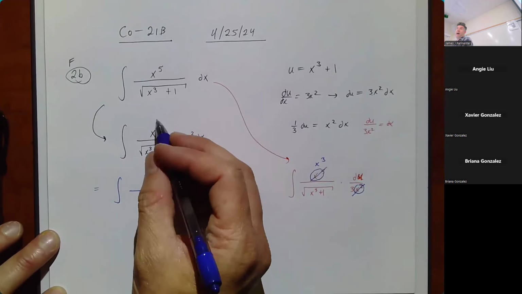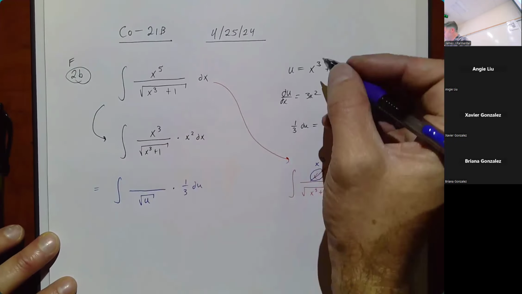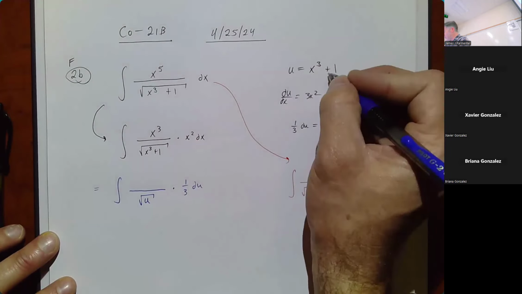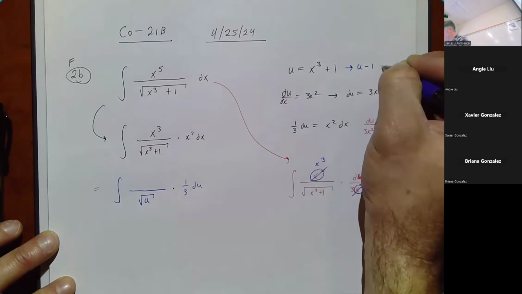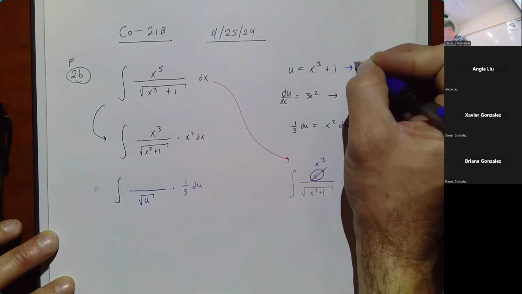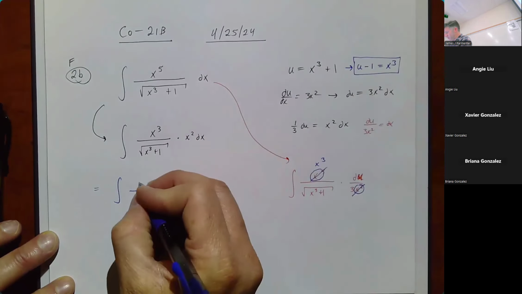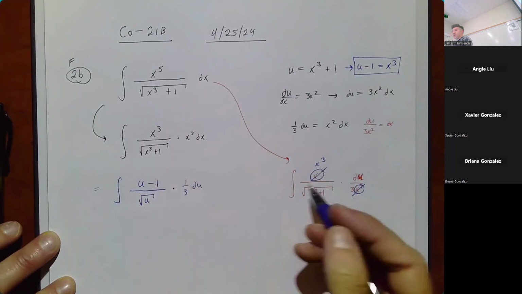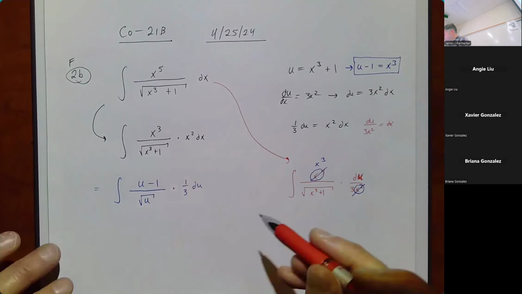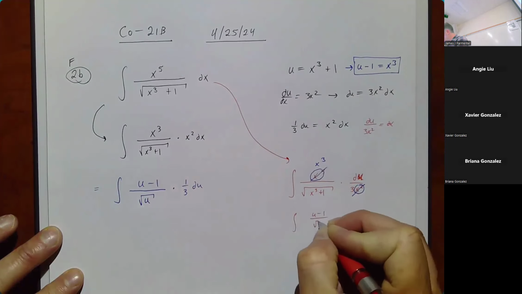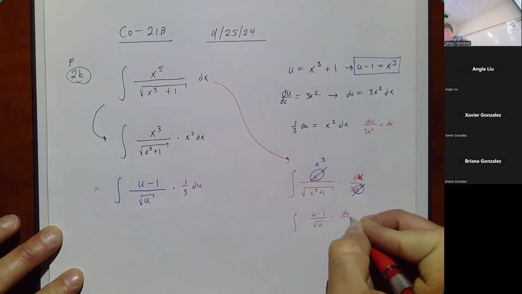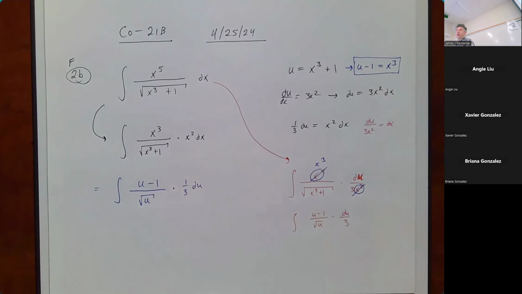And in this case, we have to do a back substitution. So we're going to take this u equal to x cubed plus 1, and we're going to solve for x cubed. So we're going to say that u minus 1 is equal to x cubed. And that is going to be what's going to go on top here. We have the same thing over here, right? This would also end up being the integral of u minus 1 over the square root of u times du over 3. So either way is a fine way to get there.